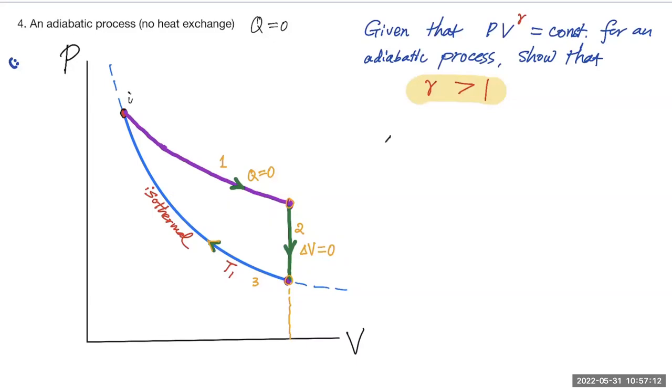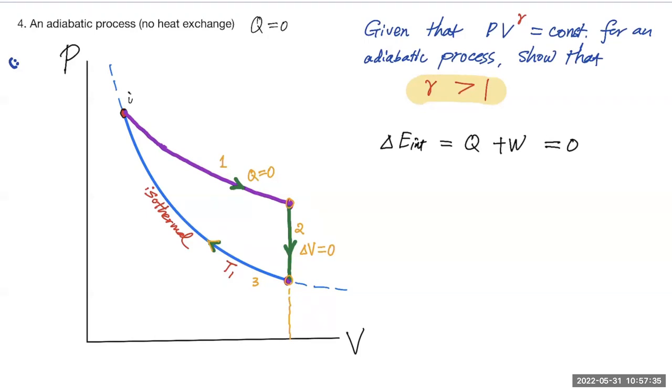Because this is a cyclic process, delta E internal equals Q plus W, and that equals 0. It's a cyclic process, so it goes back to the same initial state. Now, the entire process is actually made of 3 steps: step 1, step 2, step 3.